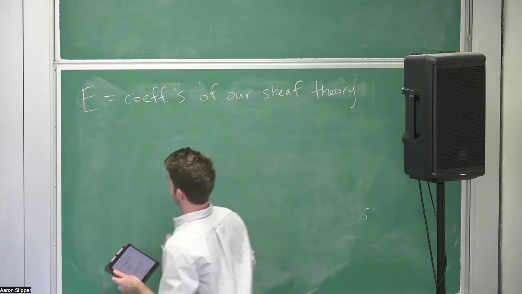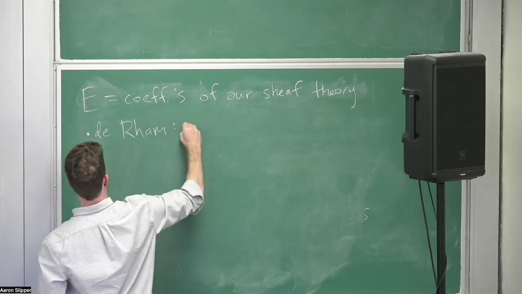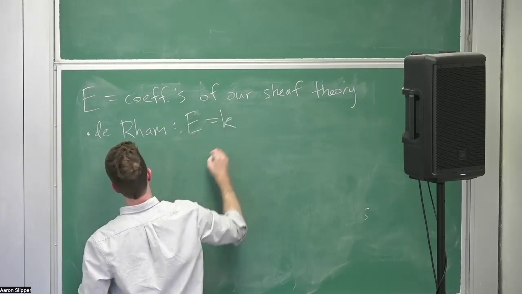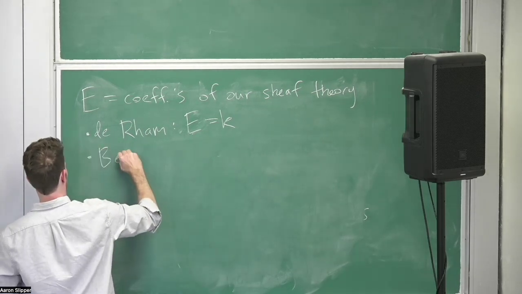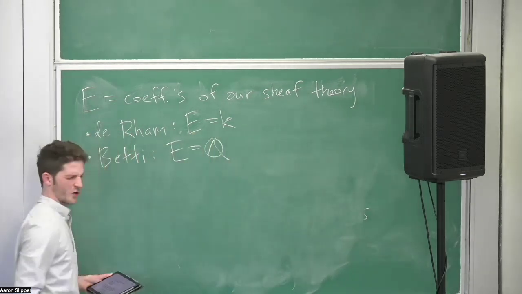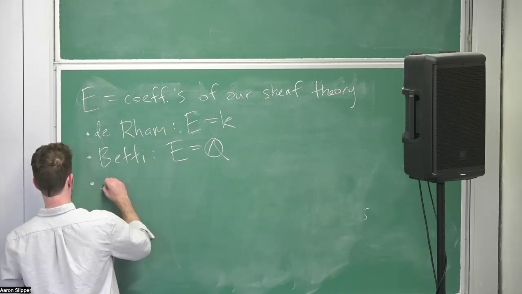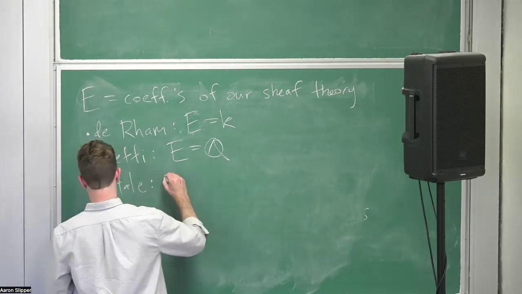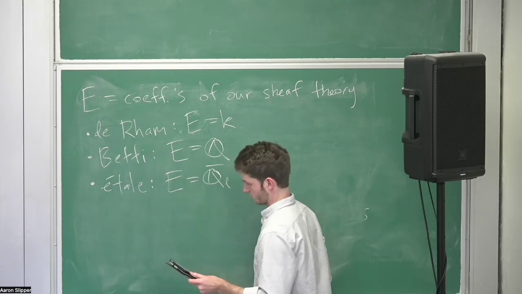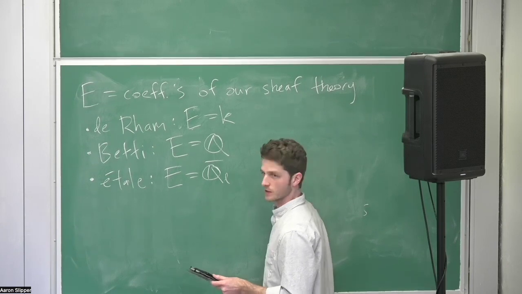This is split into three cases, right? For the cases that we actually talk about. So for de Rham, it's just E equals K. For Betti, it's E equals Q. I mean, you could take any Q-algebra, I guess. It doesn't really matter. And for étale, it'll be a field, with l-adic coefficients. Okay.